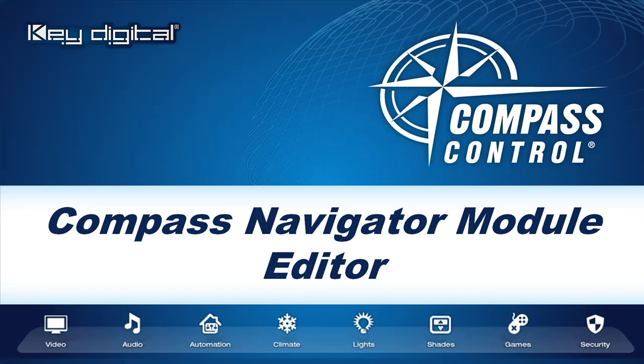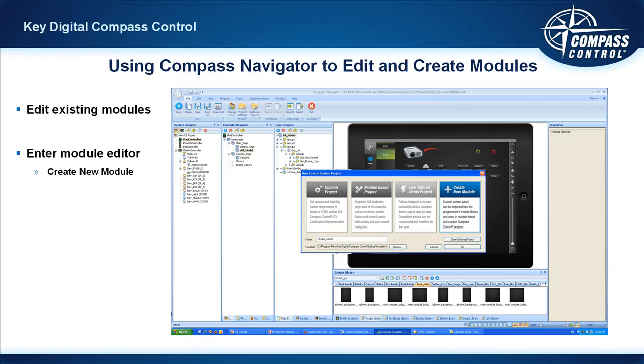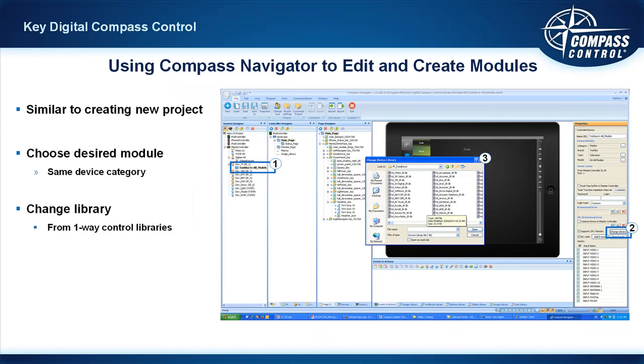So editing modules to create your own is all done in Compass Navigator in the module editor, which is accessed through the Create New Module button you select when you hit File, then New. It allows you to edit existing modules to create the new module, and we always recommend that you start within that same device category.